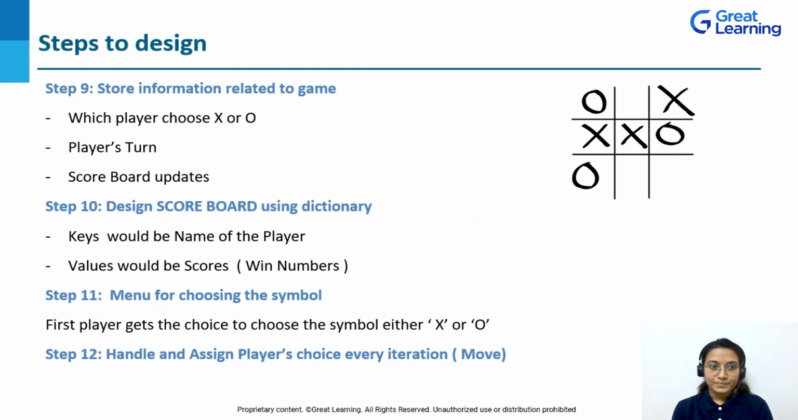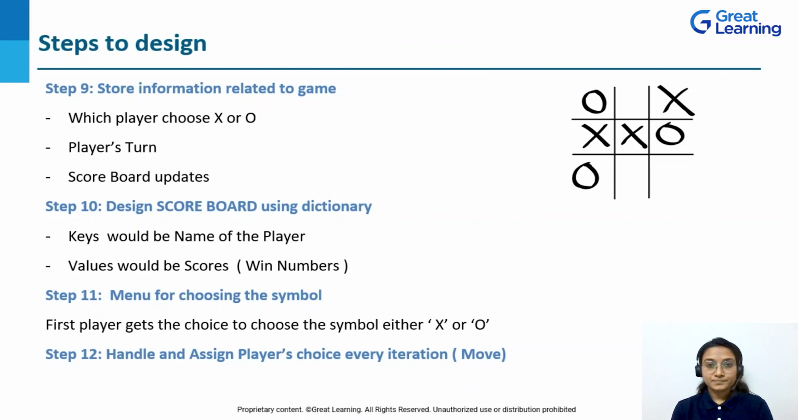So that's about it. So in step 10, we have to design the scoreboard using a dictionary in Python, right? So keys will be the name of the player and the values will be the score, that is win numbers. That's about it. So step 11 is having a menu for choosing the symbol. First, when we start the game, we have to give options to the players where they can choose either X or O, right? So in step 12, we have to handle and assign the players' choice every iteration.